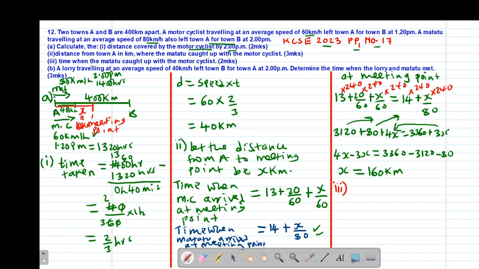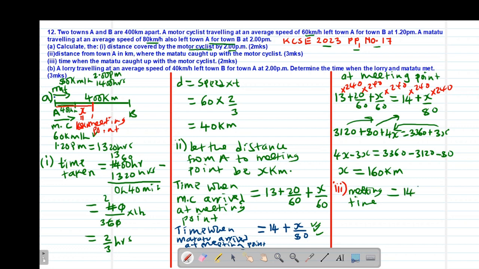We are told the time when the Matatu caught up with the motorcyclist. So for the meeting time, we can either use the equation for the Matatu or the equation for the motorcyclist. I can see the equation for the Matatu is easier to work with. So the meeting time will be given by, of course, we have 14.